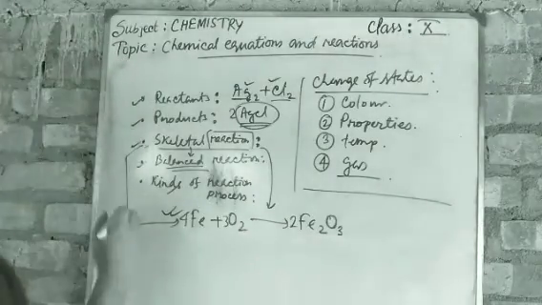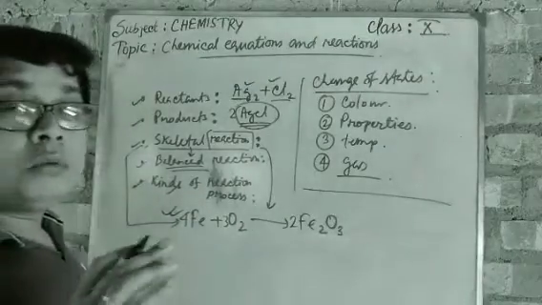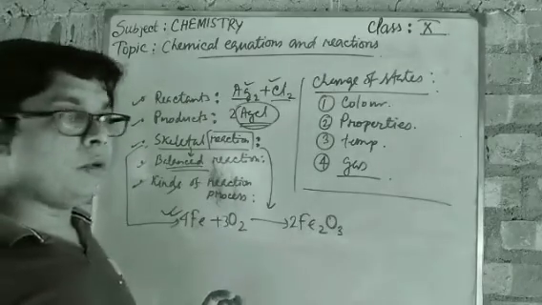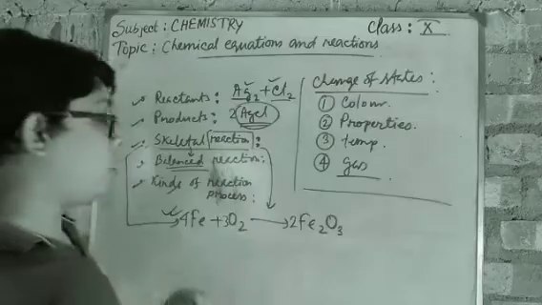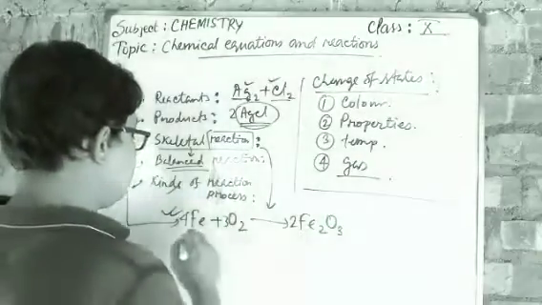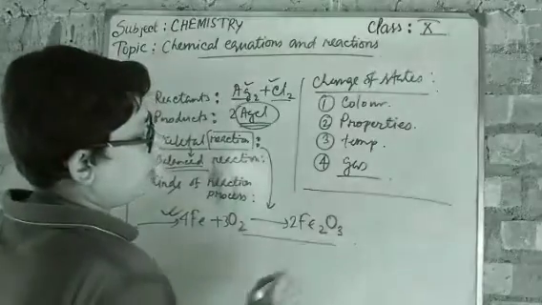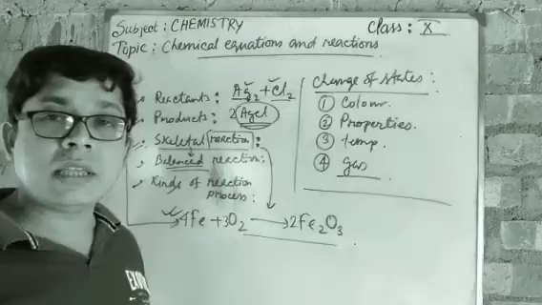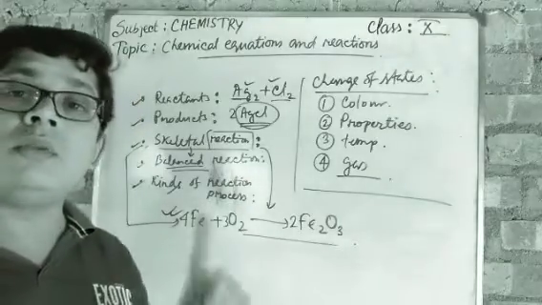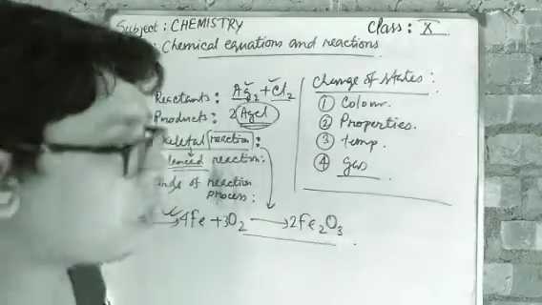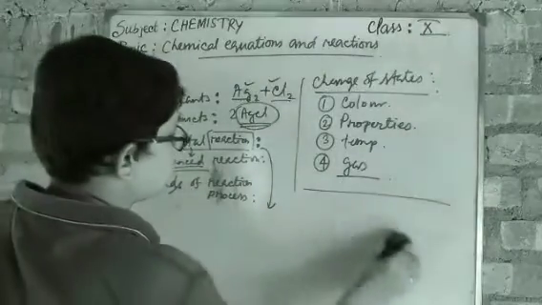Now we will read about the thorough and basic part, the very important part of this chapter, that is the kinds of reaction process. We have seen that a reaction can be made as an equation. Now, what types of reactions are there? Reaction is not in one process, it has different processes. Okay, so let's go for the kinds of reaction process.